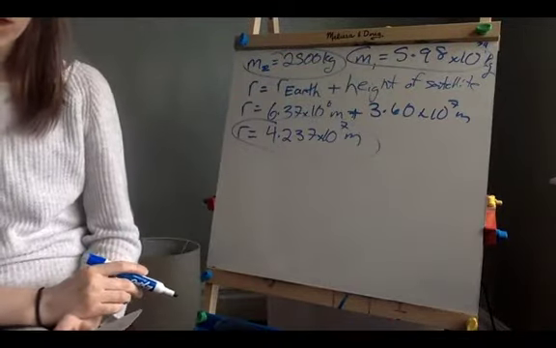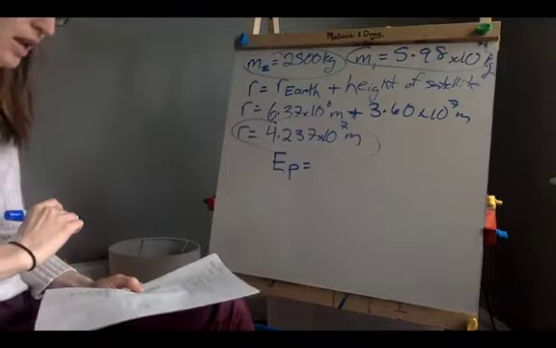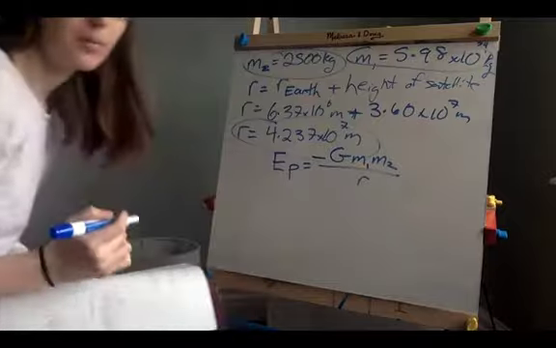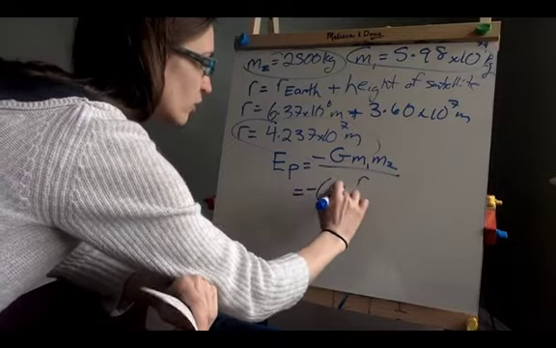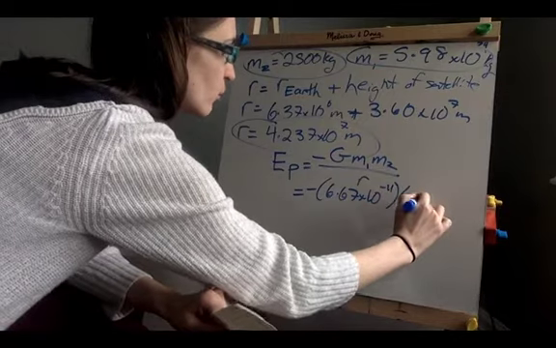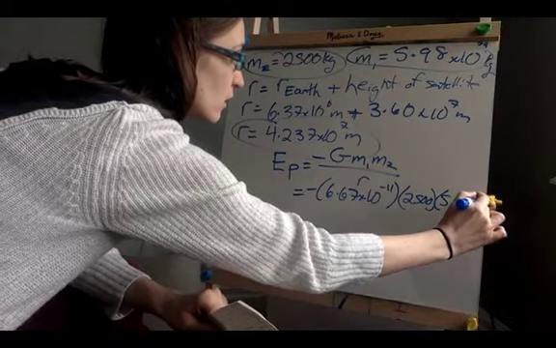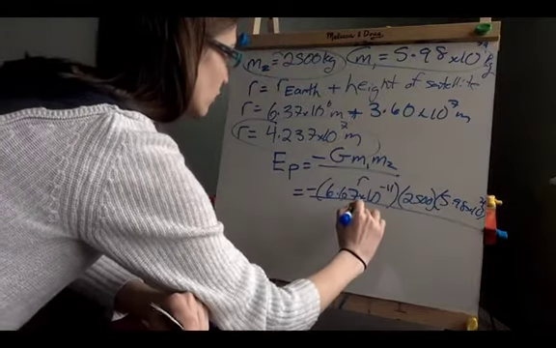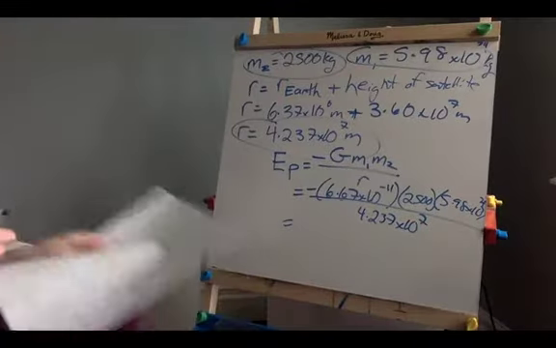Okay, so that value of the gravitational potential energy, EP or EG, comes from that formula: negative G, product of the masses, divided by the radius. And then we just start plugging in values. So negative, put in your universal gravitational constant, put in your masses, 10 to the 24, all over that value of the radius, which we have there at 4.237 times 10 to the 7. Okay, multiplying that all out.